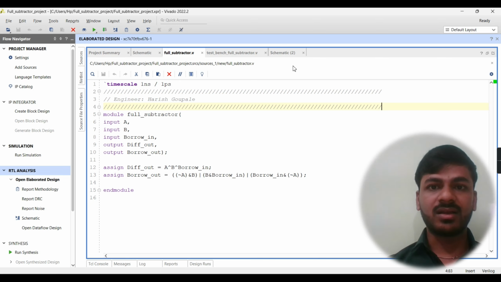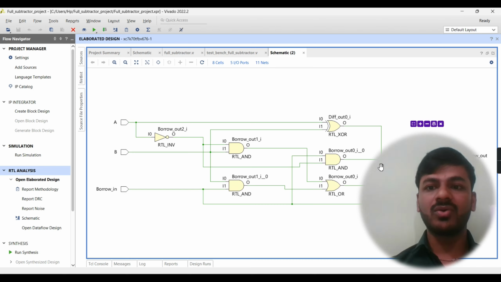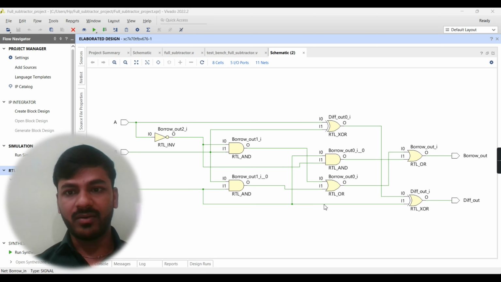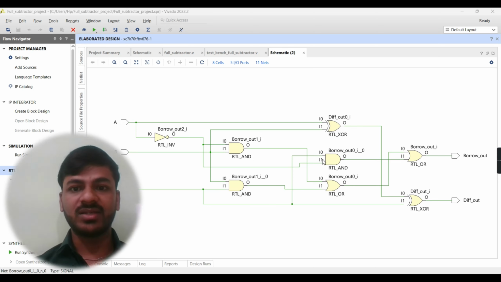So if I click on the schematic, here you can see difference out is computed by using an XOR gate between A, B and borrow in. And borrow out is computed by using an AND gate between not of A and B, OR with B and borrow in, OR with borrow in and not of A.